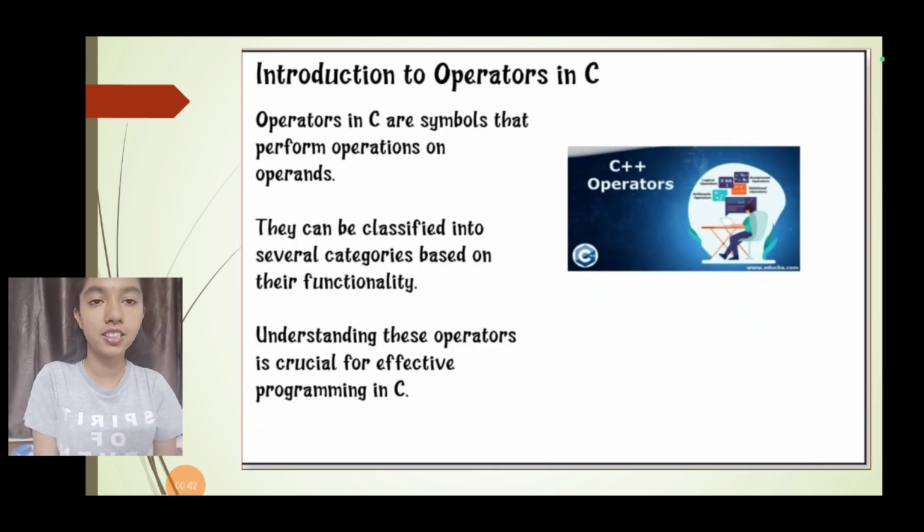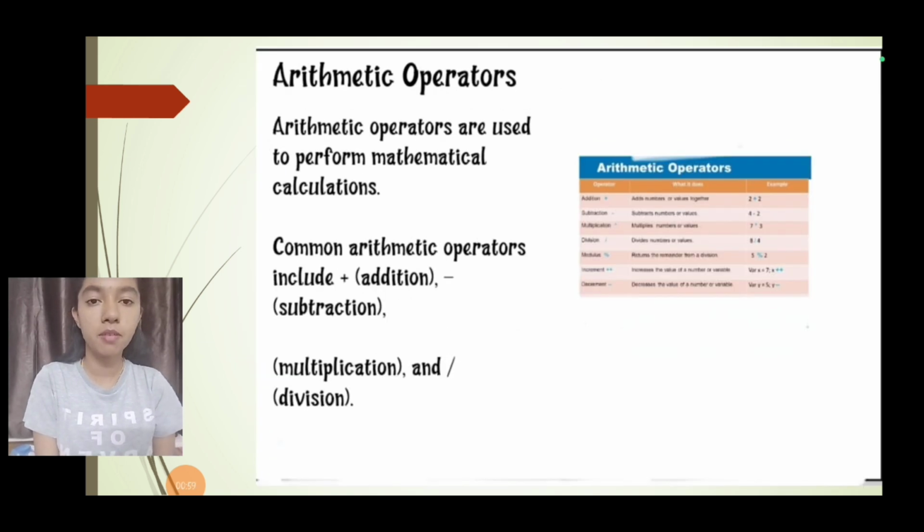Introduction to operators in C. Operators in C are symbols that perform operations on operands. They can be classified into several categories based on their functionality. Understanding these operators is crucial for effective programming in C. Let's see the types of operators in C programming.